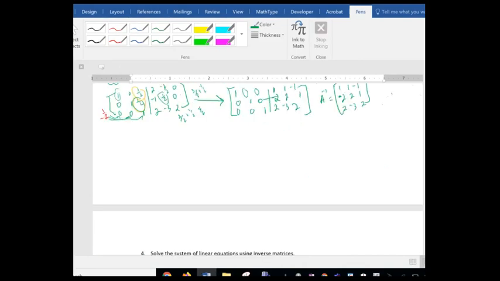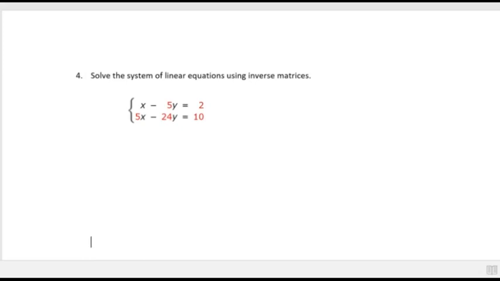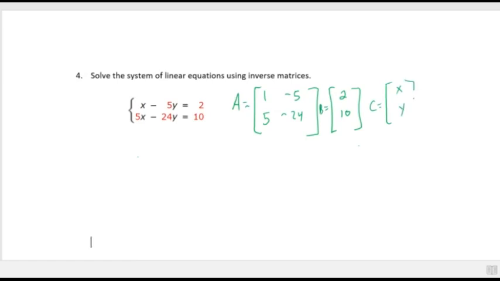Okay, so let's look at example 4. System of linear equations using inverses. So for this, we need to know what our matrix A is, which is going to be all the coefficients. So for x, we have a 1. For y, we have a negative 5. Then we have 5 and negative 24. We're going to need our constants, which are 2 and 10. So we can call that B. And then our variable matrix is find A inverse.